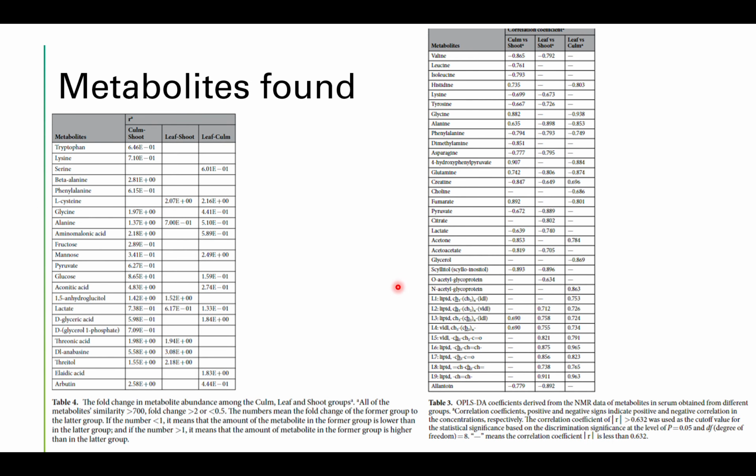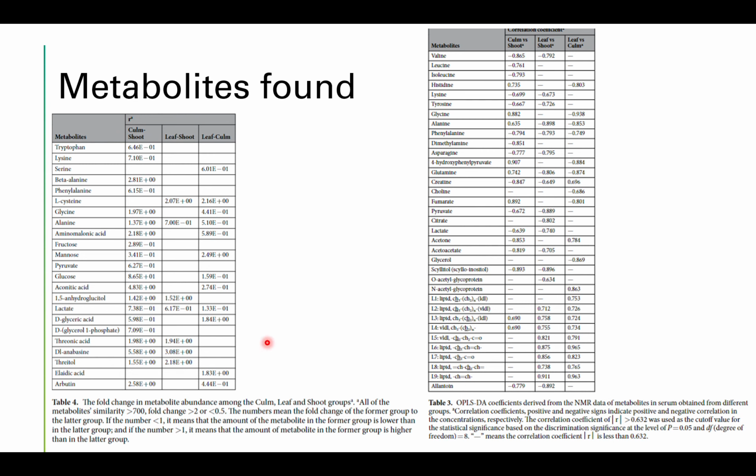Here are some metabolites that they found that we might recognize. We have some proteins that we definitely recognize, valine and histidine and all those. We have some other metabolites that we've talked about, such as lactate and pyruvate. And then some that I want to put a particular focus on are these sugars over here: fructose, mannose, and glucose. What these tables mean is when you see this positive sign, that means that the former group has a higher amount than the latter group, and the negative sign is the opposite. That means the latter group has more than the former group.